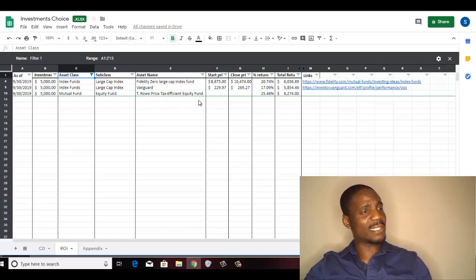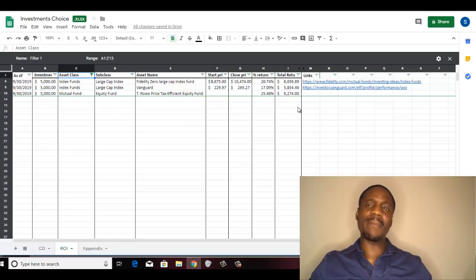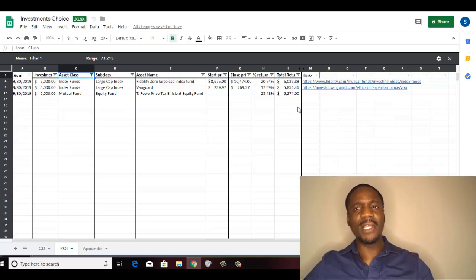Now, I looked at some good performing equity mutual funds in 2019, and T. Rowe Price Tax Efficient Equity Fund had a return of 25%. So what that means, if you invested $5,000 of your money in January of the year, by September, you would have made $6,200. So that's a lot better than investing in a savings account, right? You put your money in a mutual fund, you make over $1,000 over the year. So 25% return on your money is not bad.